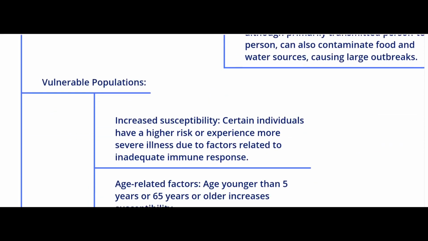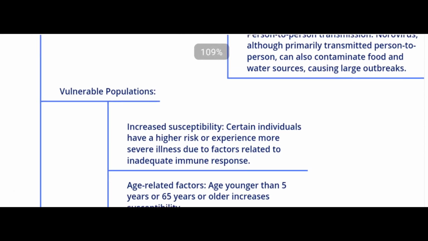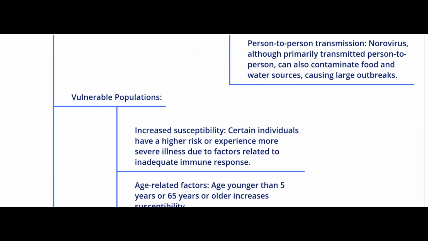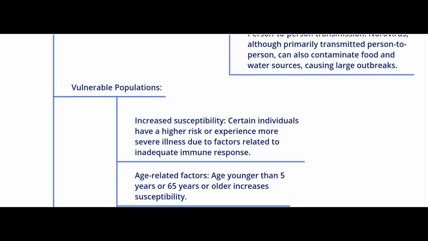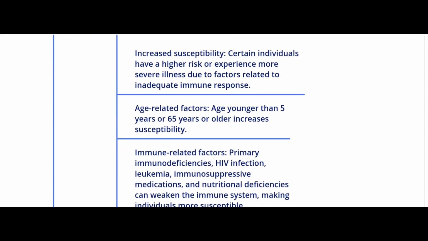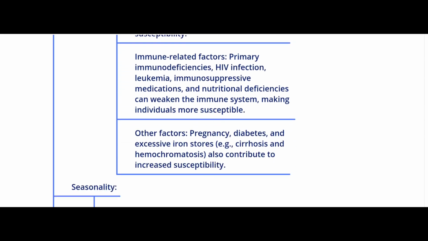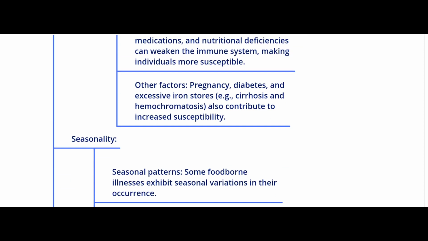If we are talking population-wise, certain individuals have a higher risk and experience more severe illnesses due to factors related to inadequate immune response. The age-related factors are younger than 5 and older than 65. Immune deficiencies are usually HIV, leukemia, immunosuppressive medication, and malnutrition. Some other factors are diabetes, excessive iron stores, which is in cirrhosis and hemochromatosis, and pregnancy.